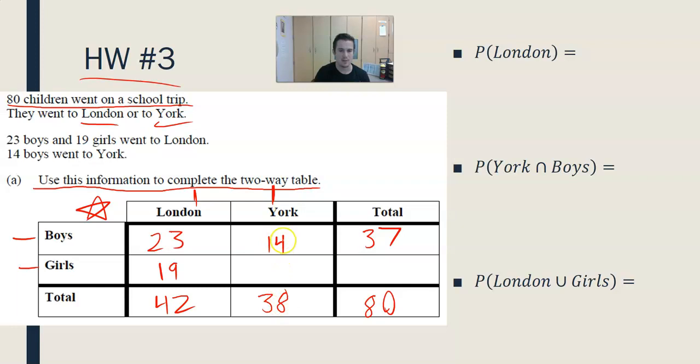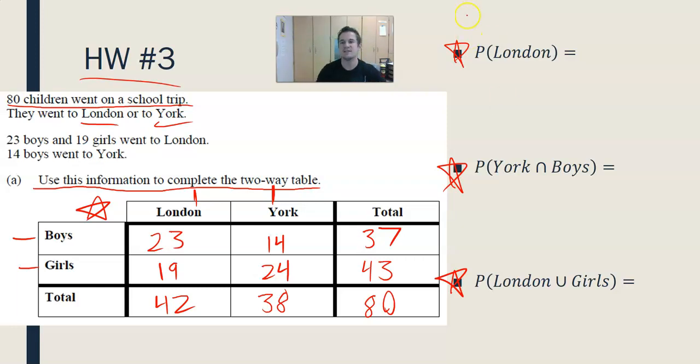So now I can add up this column. If 14 boys went to York and 38 total people went to York, that means that 24 girls must have gone to York. Then for this last box, if 19 girls went to London and 24 girls went to York, that means a total of 43 girls must have gone on the trip to start with. So that's how I would fill in a two-way frequency table. And the reason I fill in this table is because to compute some of these probabilities, it's really a lot easier to compute them and visualize them given this table. It's a really convenient and pretty way to look at all of this information, all of this data.